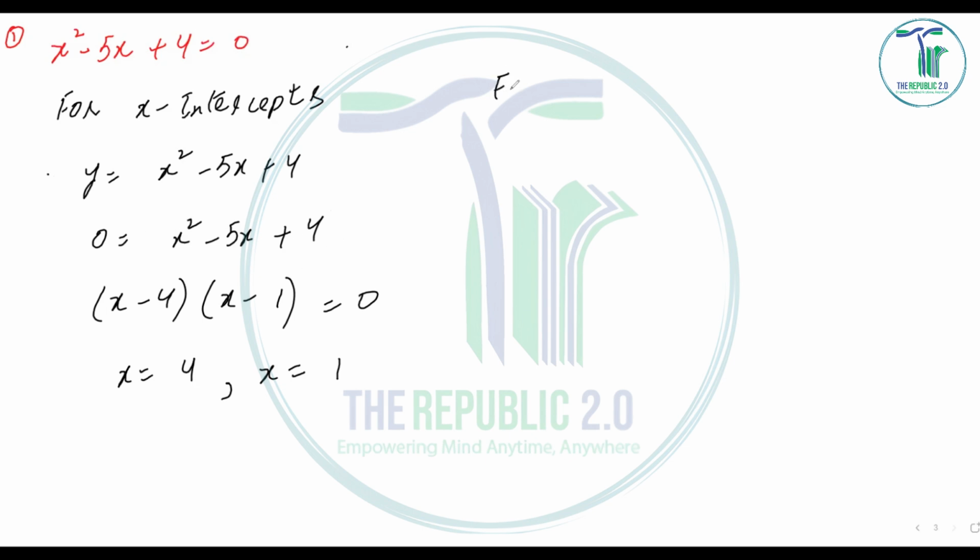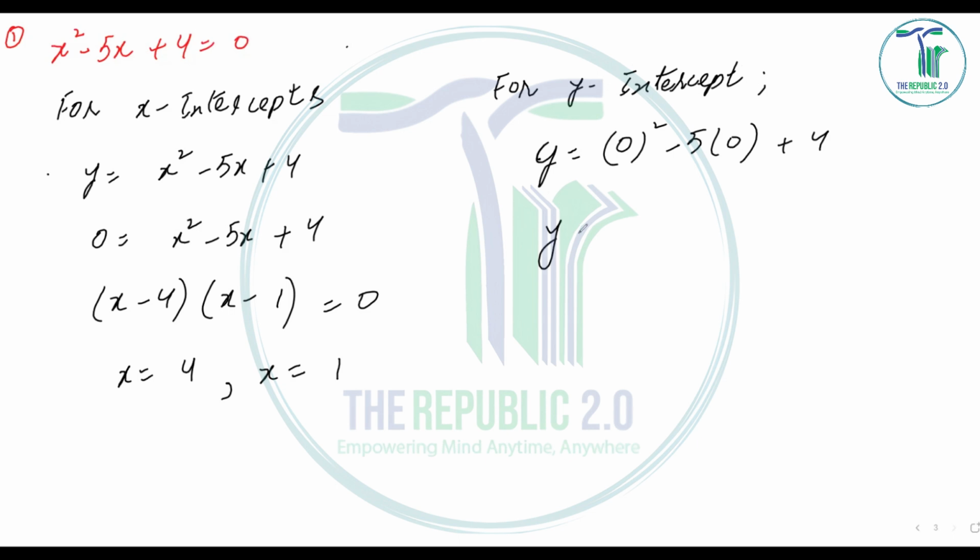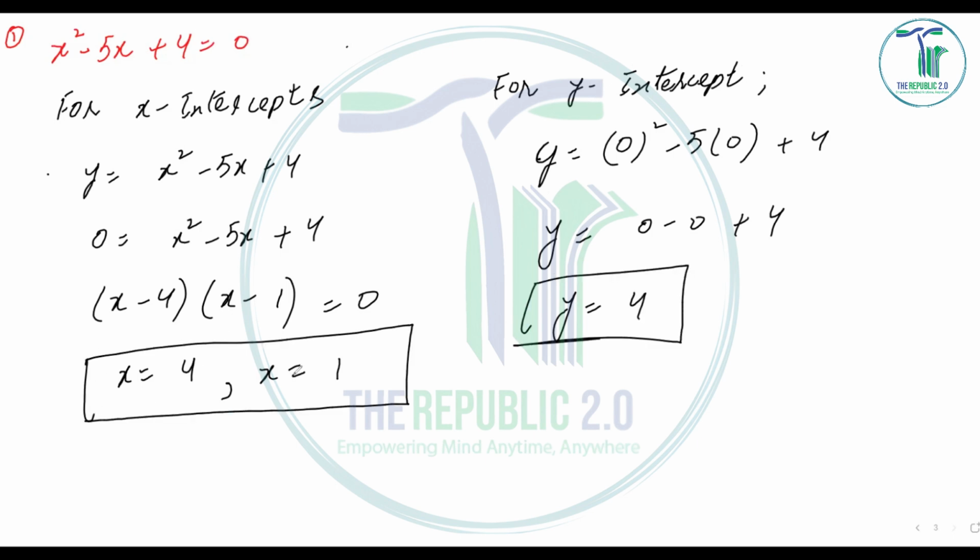Similarly, you also need the y-intercept. So for the y-intercept, y equals 0 square, negative 5 times 0 plus 4. And you should be having y equals 0, negative 0 plus 4. So the y-intercept comes out to be 4. So you've got the y-intercept, you've got the two x-intercepts, and the third important point while talking about any quadratic graph is to calculate the turning point.